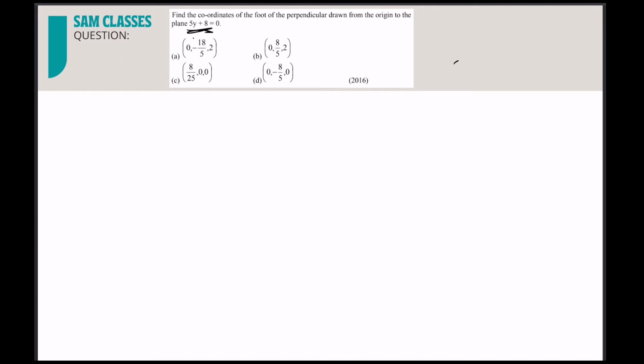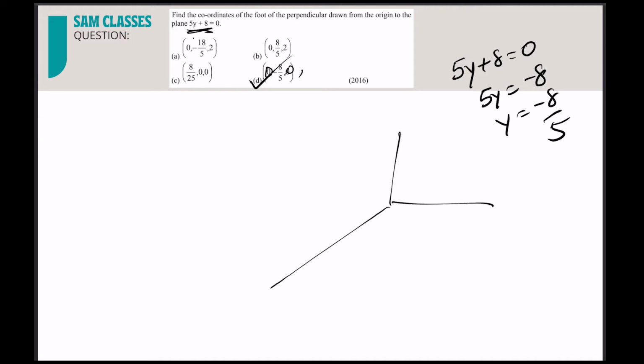Just understand this plane is basically 5y plus 8 equal to 0. So 5y is equal to minus 8, y is equal to minus 8 by 5. That's it. And the other coordinates will be 0, 0. Why will the other coordinates be 0? Think. If my y is equal to this, what plane is it? Now y equal to constant is a plane perpendicular to the xy plane.